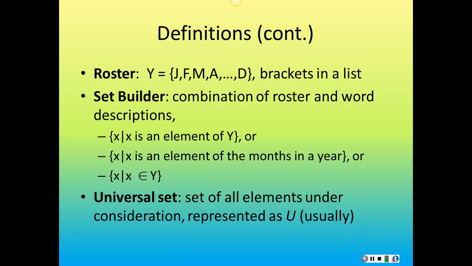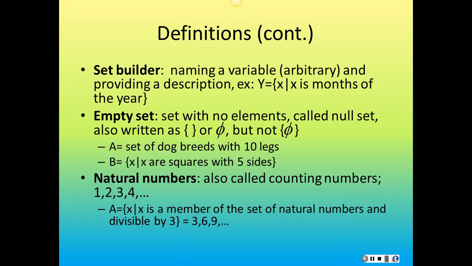The universal set is the set of all elements under consideration, usually represented as a U. I'll give you a better example in a minute. Some set builder notation: again, it's naming an arbitrary variable and providing the description. So that's what we just went over.